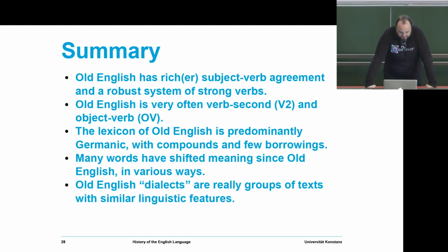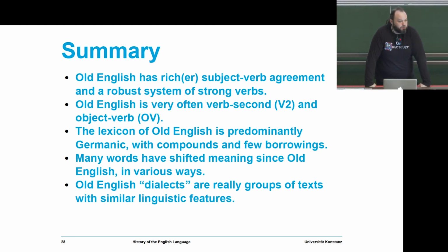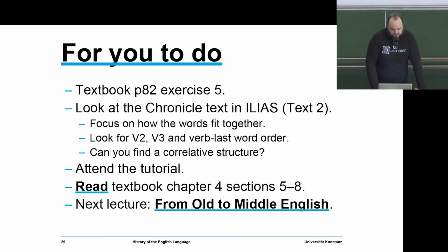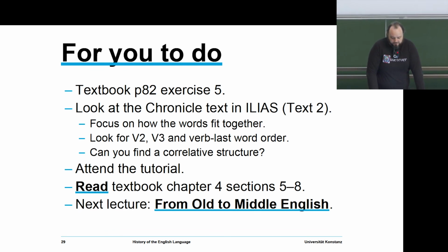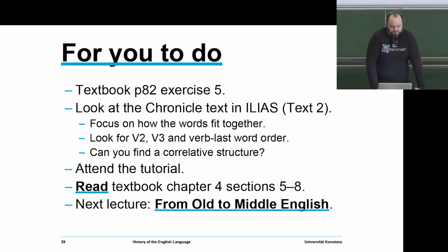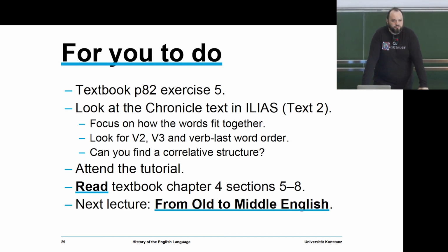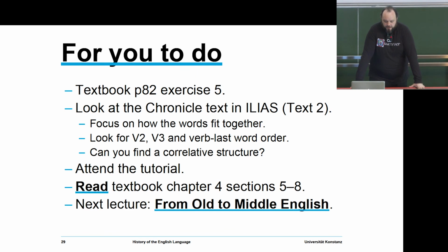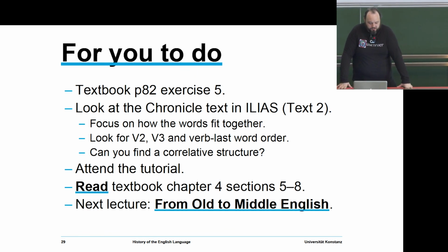So, as usual, you can look at the summary in your own time. We've gone through a fair bit of information here. I've tried to get the absolutely most critical points ready for you here on this slide. What I want you to do for the tutorial next time is page 82, exercise 5. And you should also look at the text from the Peterborough Chronicle. This is a version of the Anglo-Saxon Chronicle. This is text 2. And what I would like you to focus the most on is word order, sentence structure. And maybe you might be able to find a correlative structure in there as well.